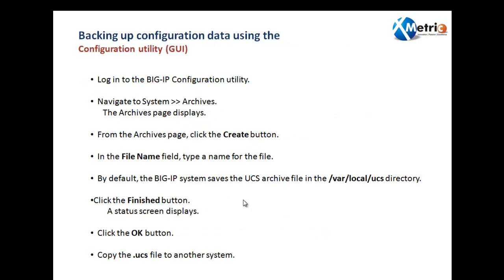Now, backing up configuration data using the configuration utility, that is the GUI. The steps are: log into the Big IP, navigate to System, Archives, and from the archive page you can click on Create, give the name of the backup file, and by default this file gets stored into the /var/local/ucs directory. Click on the Finished button, a status screen will appear. Click on OK. Now this UCS file you can keep on the F5 box or you can download it to the system. So let us jump on it.